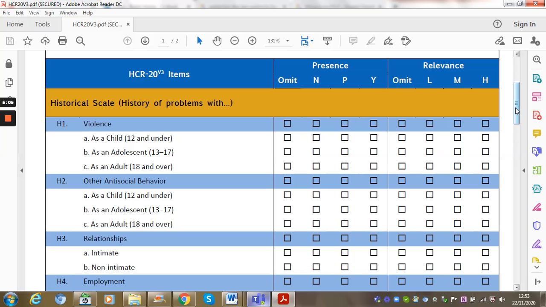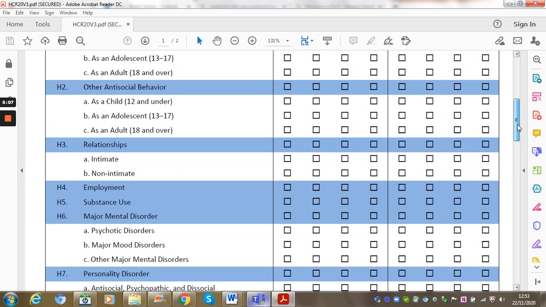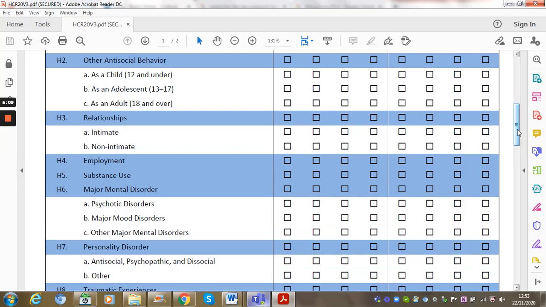H3, did they have relationships before getting arrested? So intimate relationships, basically sexual relationships, husbands, wives, boyfriends, girlfriends. The assumption there is of a relatively stable relationship as opposed to a one-night stand the day before they got arrested. Non-intimate, friends, family, children, parents, brothers, sisters, etc. So anything of a non-sexual nature, basically.